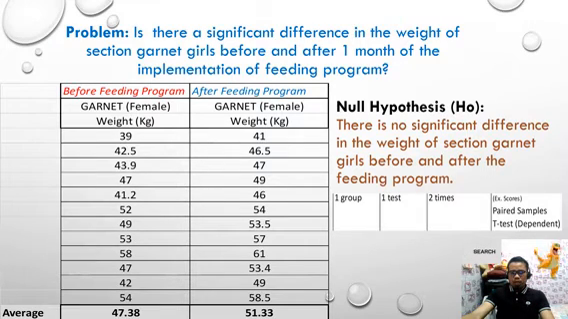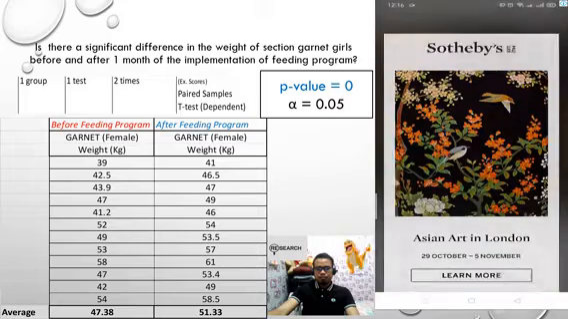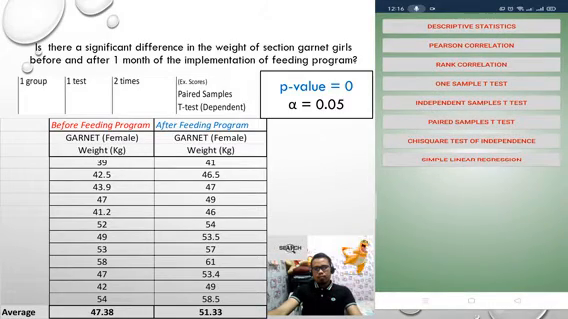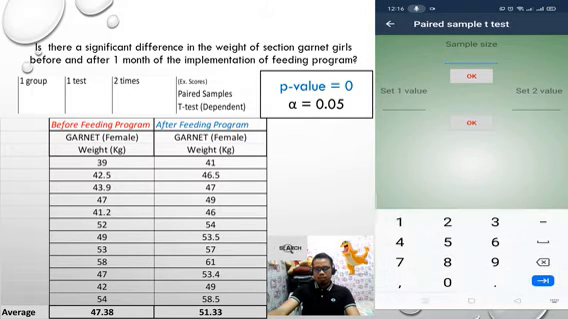So, again, if that is one group, one test, and done twice, we will be using the dependent samples t-test. Okay. Now let us compute for the p-value using the dependent samples t-test. Dependent samples t-test or paired samples t-test. We have 12 as our sample size. We have 39 before the feeding program, 41 after.